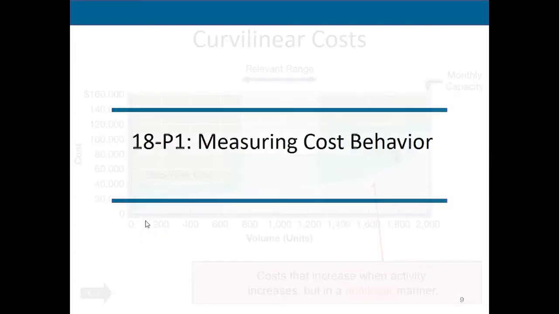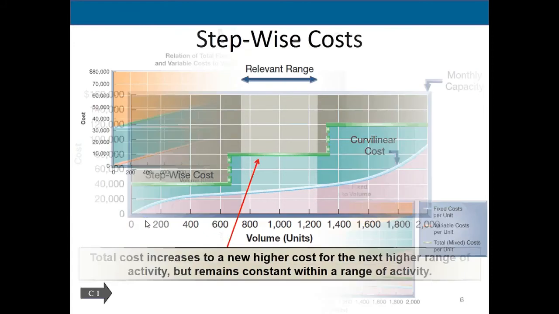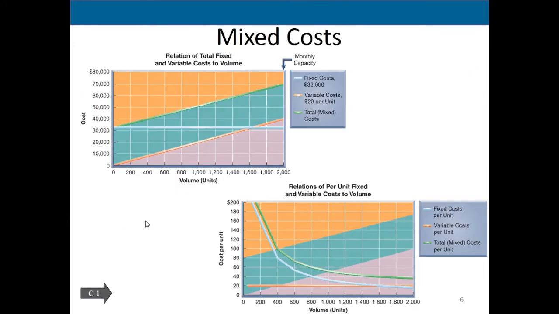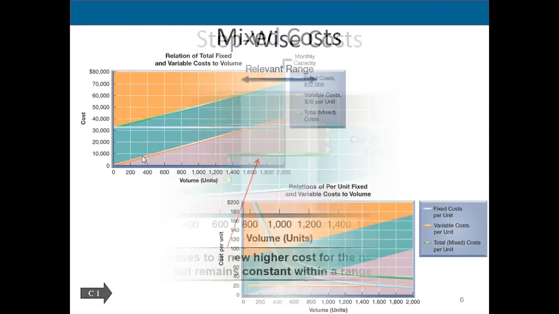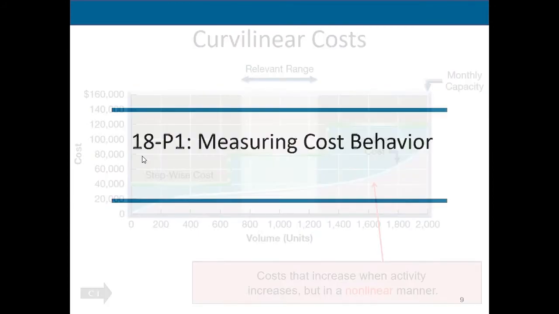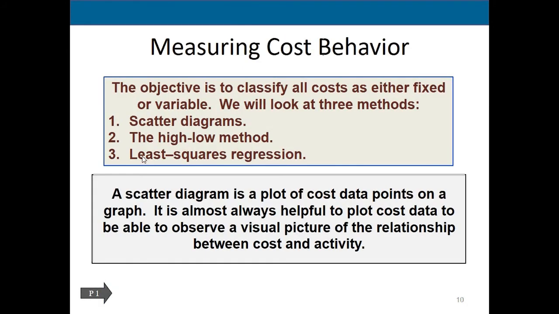If I go back a few slides, remember, total cost is the addition of fixed cost and variable cost, right? Total cost always equals fixed cost plus variable cost. And all they give us to work with is total cost.